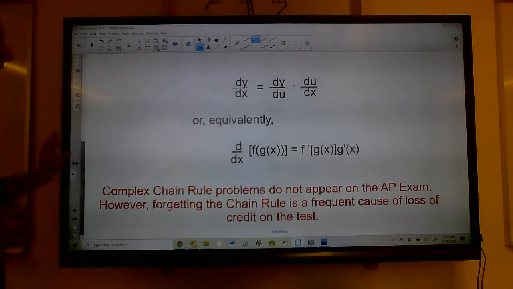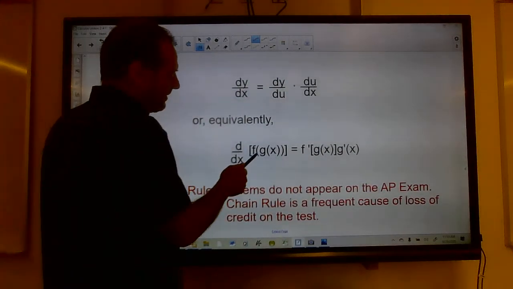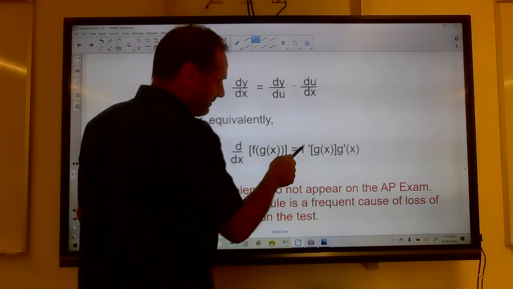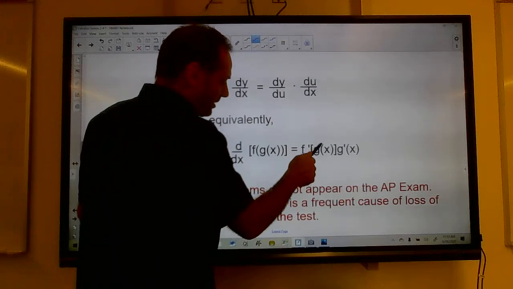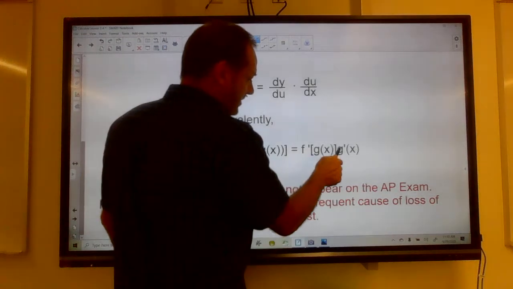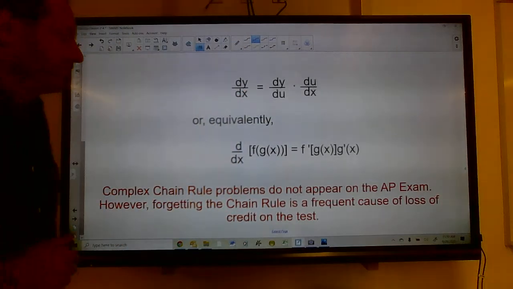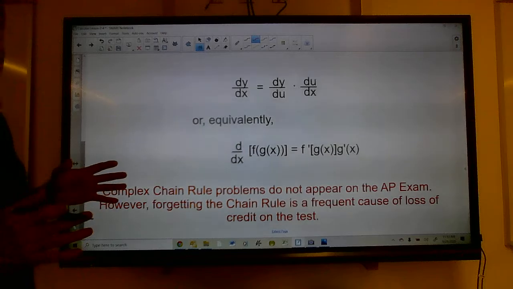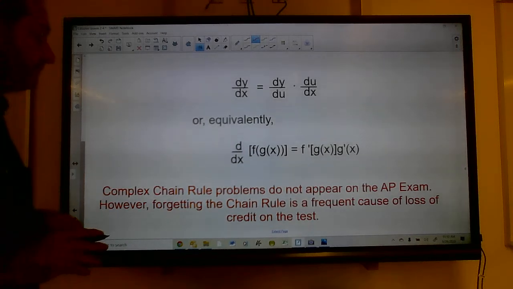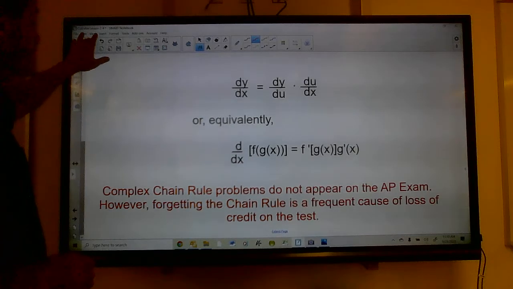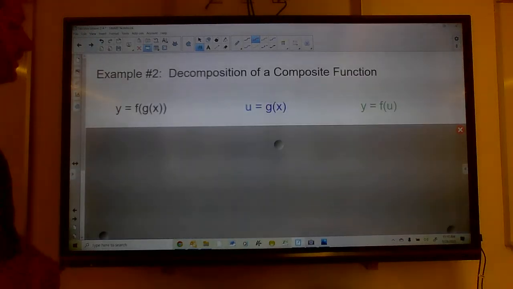I think this is a little bit easier. The derivative of f of g of x is simply f prime of g of x times the derivative of g of x. So you take the derivative of the outside function and then you multiply that times the derivative of the inside function. You need to know the chain rule for the AP test.